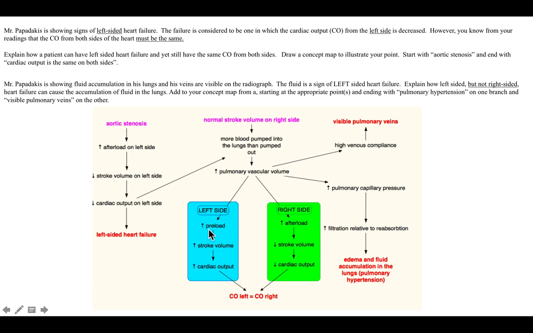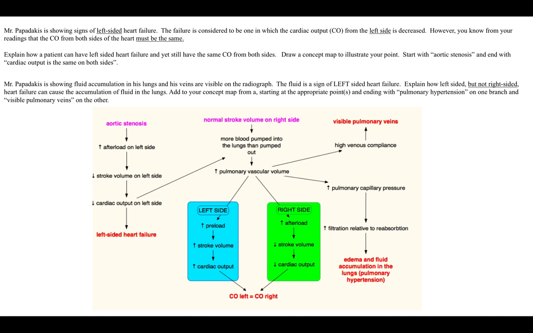That does two things. It increases the preload on the left side because you've increased your venous pressures, your left atrial pressure, you've increased filling, you've increased preload, and that increases the stroke volume on the left side where your failure is. You're also increasing afterload on the right side, and that decreases stroke volume and decreases cardiac output on the right. So the more vascular volume you have, the more decrease you have here, the more increase you have here, and eventually the two cardiac outputs come together again, where the left side goes up, the right side goes down, and eventually they're equal again. And that's how you get equal cardiac outputs on the left and the right.